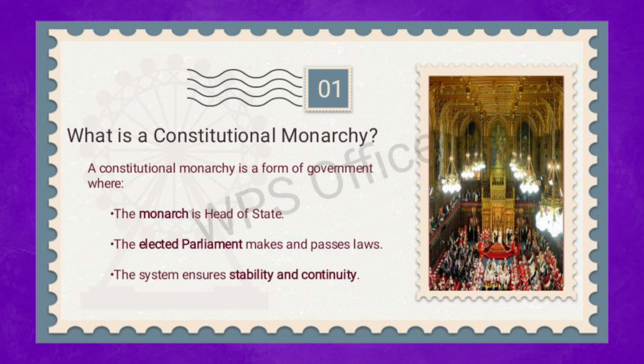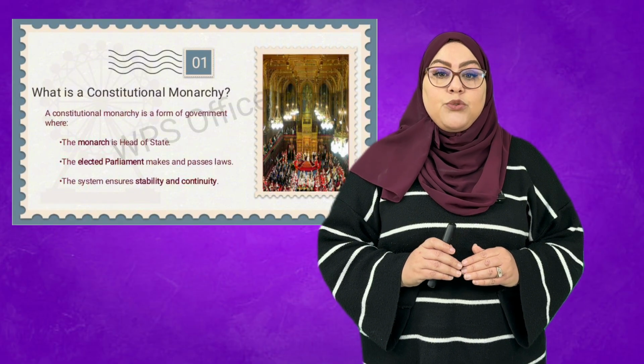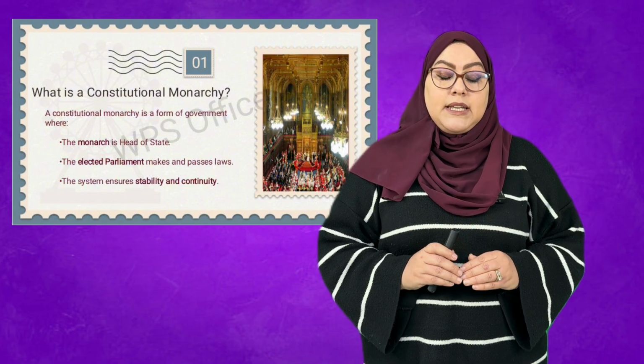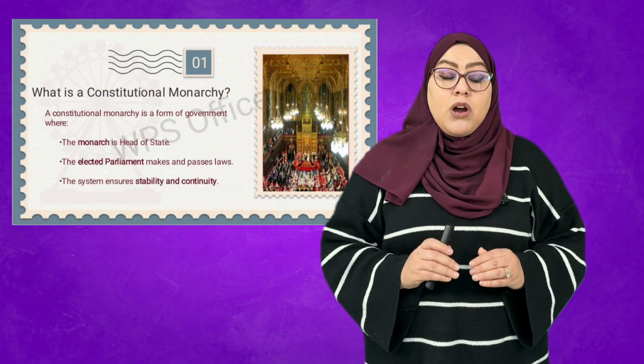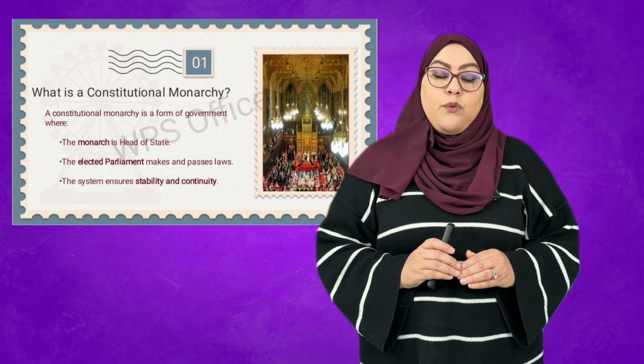Since then, Britain's monarchy has gradually become more ceremonial. The monarch represents national unity, tradition, and continuity, while Parliament represents the will of the people. This duality gives Britain remarkable political stability, even during times of crisis or change.